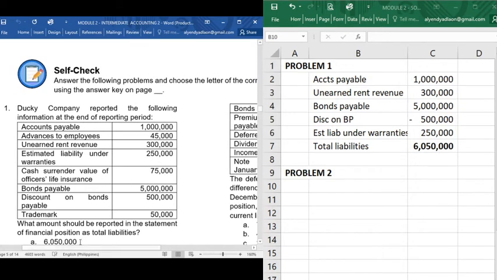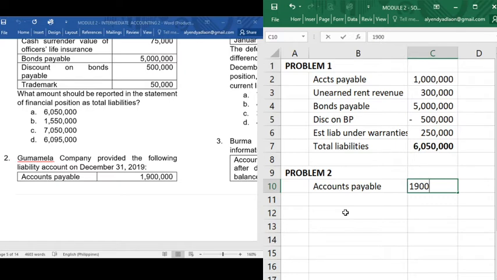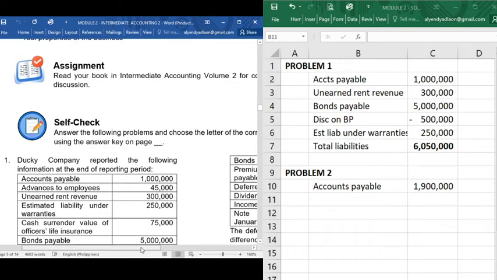Those are the characteristics of a current liability. Now let us see which of the following accounts does not meet those characteristics and which meets the characteristics. Gomamela Company provided the following liability accounts on December 31, 2019. First, accounts payable. Take note that accounts payable arises from the purchase of merchandise from the supplier. So that means the purpose of accounts payable is trading. So whether or not the accounts payable is paid within 12 months or beyond 12 months, this will be treated as a current liability because of its purpose, that is, trading.